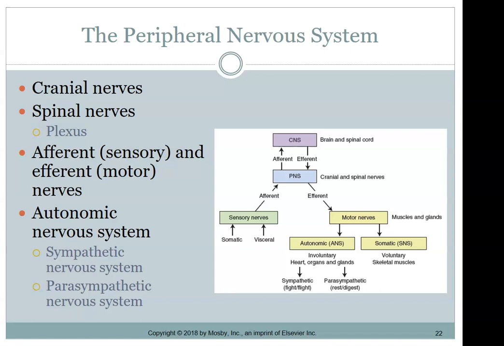Your parasympathetic nervous system, rest and digest. It helps balance the effect of the sympathetic response. Heart rate and blood pressure decrease, digestion increases, and adrenal and sweat gland activity decreases.